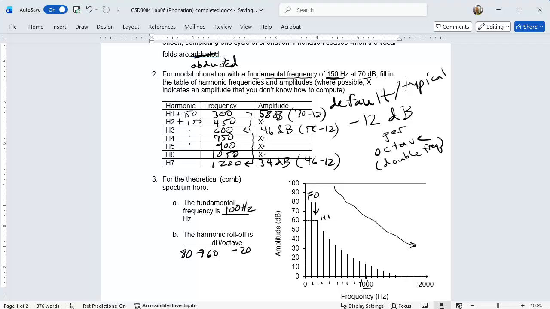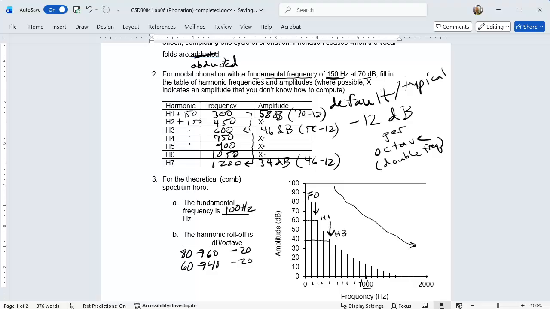Now, since this is a fancy, perfect theoretical comb spectrum, we could stop there, but previewing what's on the second page of this exercise, my next drop would be to go from the first harmonic down to the third harmonic, which is over here. Fundamental 100, first harmonic 200, third harmonic 400, a doubling, an octave increase. So for the amplitude part of the problem, we're skipping a harmonic there. That takes us from 60 down to 40. So again, dropped by 20.